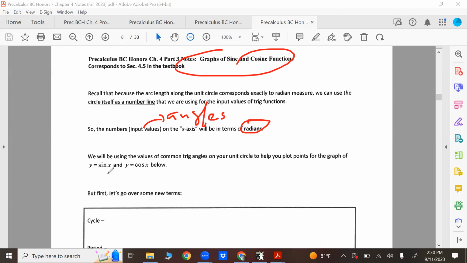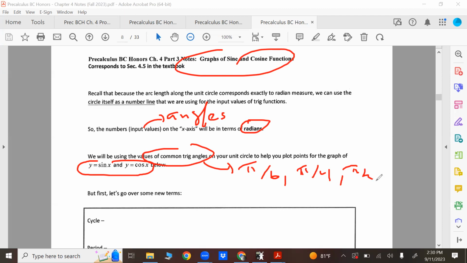Okay, good. So we're going to focus on sine and cosine today. And we're going to use common angles, for example, pi over 6, pi over 4, pi over 3, pi over 2, pi, and so forth. We're going to be focusing on these kinds of angles when we're applying the points. And again, the way sine and cosine graphs look, it's almost like taking the unit circle and unraveling it. We're going to talk about how that looks in just a little bit.